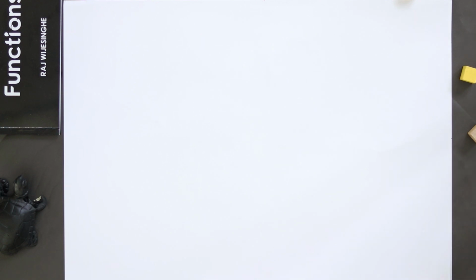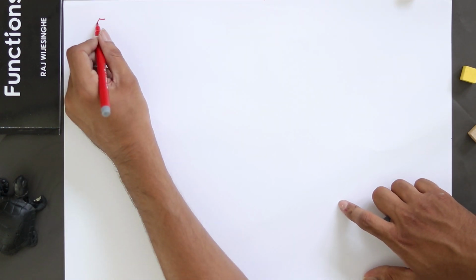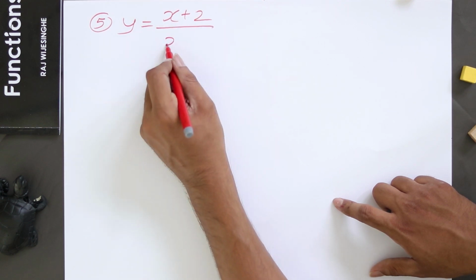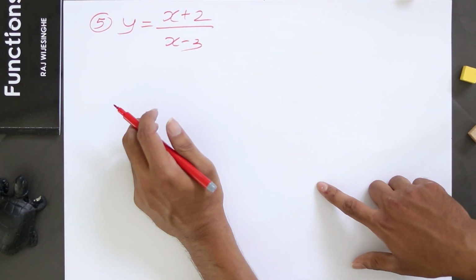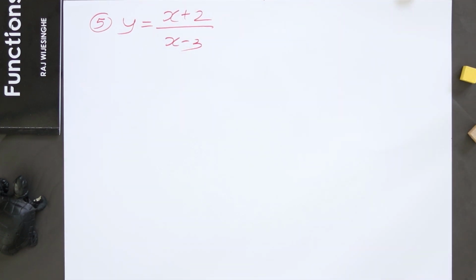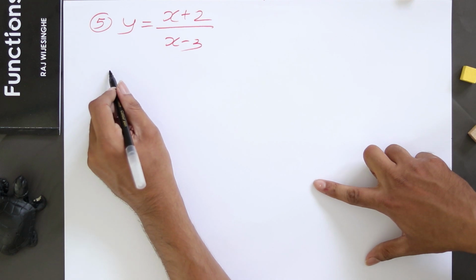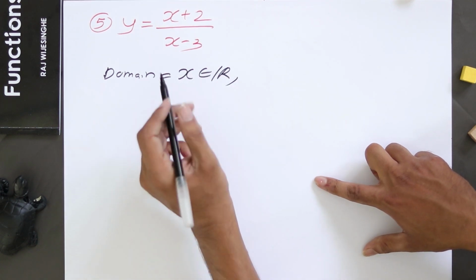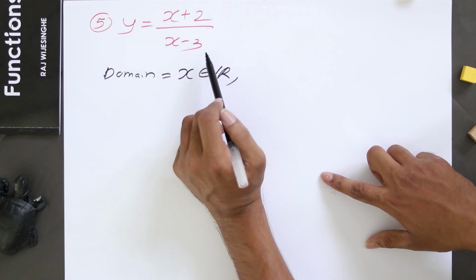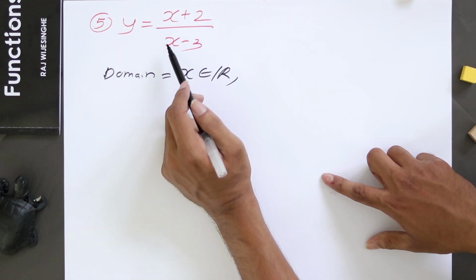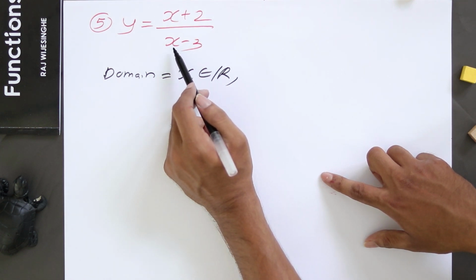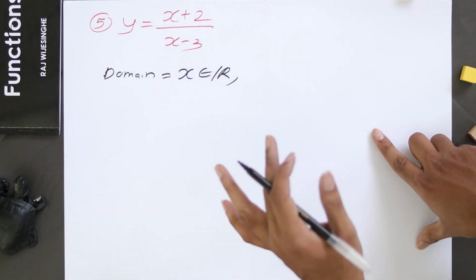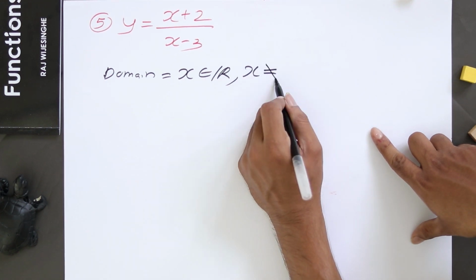Now let's see this example. Fifth question, y equals x plus 2 over x minus 3. First of all, what can be the domain for x? Now x can be any real value. You can put any real value for x for domain, but now we have a problem. Do you remember, for a fraction the denominator can never be 0. So x minus 3 will become 0 if x equals 3. 3 minus 3 is 0. So you must make sure that x should not be 3. So domain will be x can be any real value, but x can't be 3.